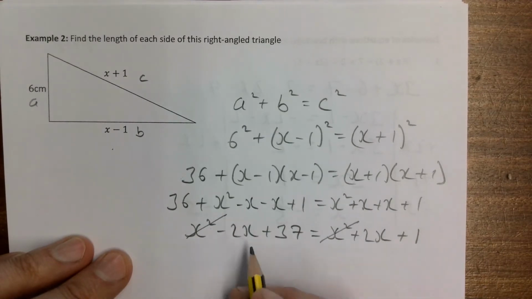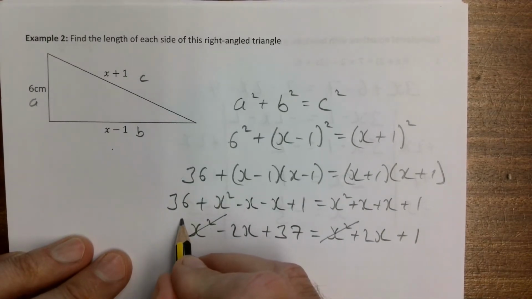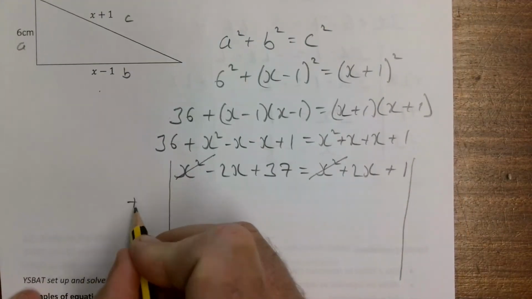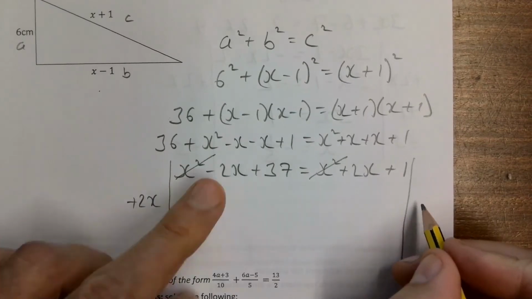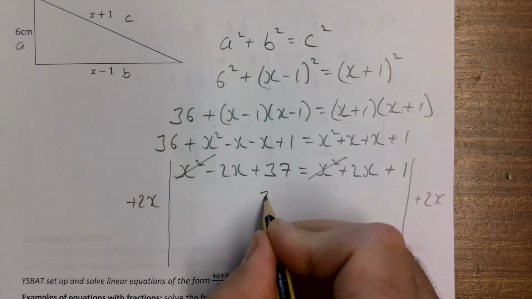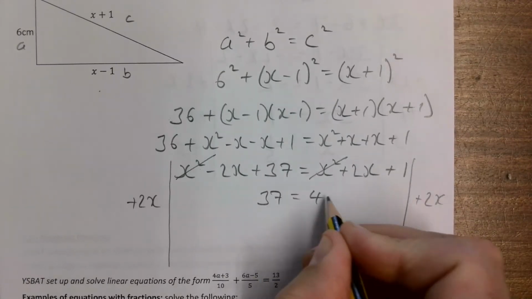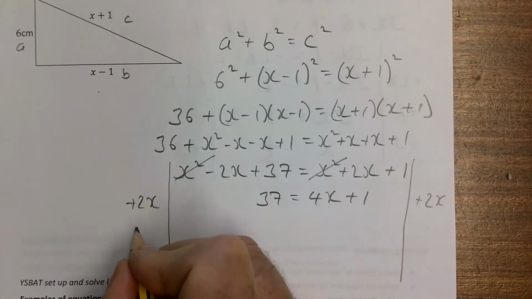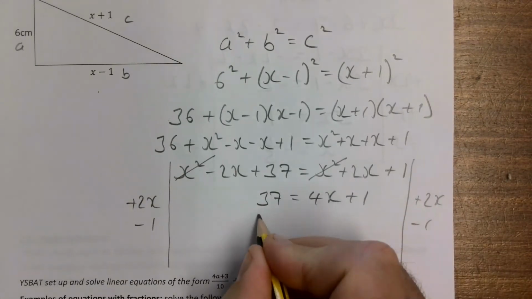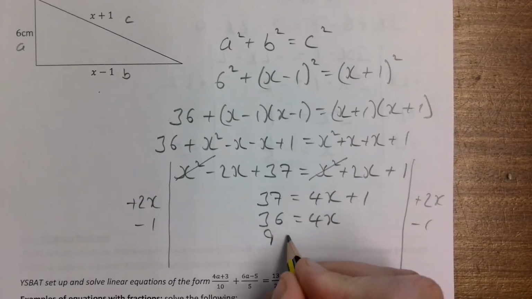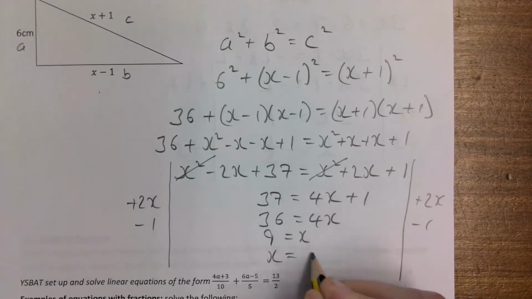And then I'm going to add 2x to both sides. That gets rid of the smallest value of x. So I'm going to get 37 equals 4x plus 1. We are almost there. We're going to subtract 1 from both sides, giving us 36 is 4x. That means 9 is x, which means x is 9.